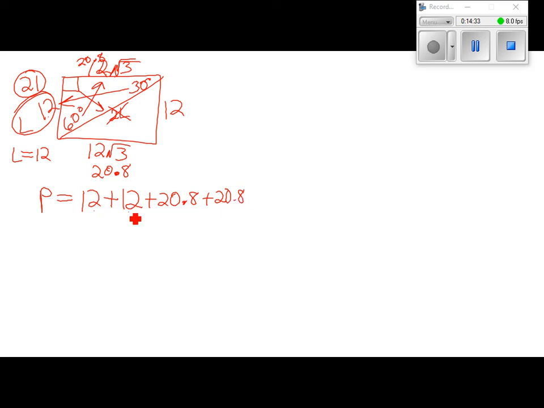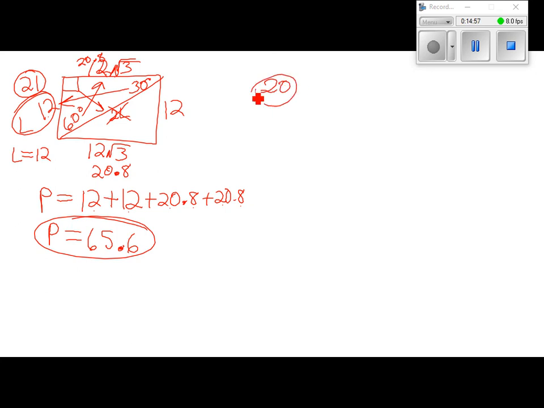12 plus 12 is 24, plus another 20 is 44, plus another 20 is 64, plus the 0.8 is about 65.6. And I forgot to put any units on this one. So the perimeter of that rectangle is about 65.6. Problem 20.